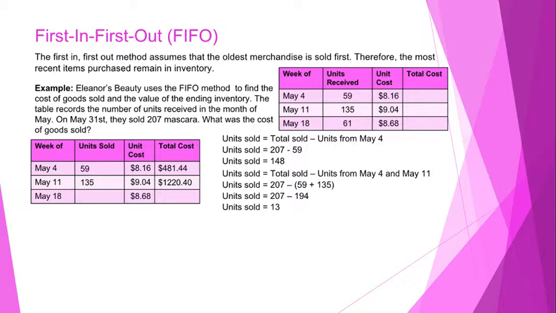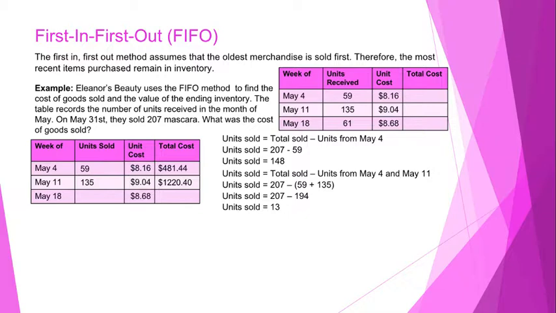Alright, so let's do an example. Justin's Wireless uses the FIFO method to find the cost of goods sold and the value of the ending inventory. The table records the number of units received in the month of June. On June 30th, they sold 194 wireless keyboards. What was the cost of goods sold?